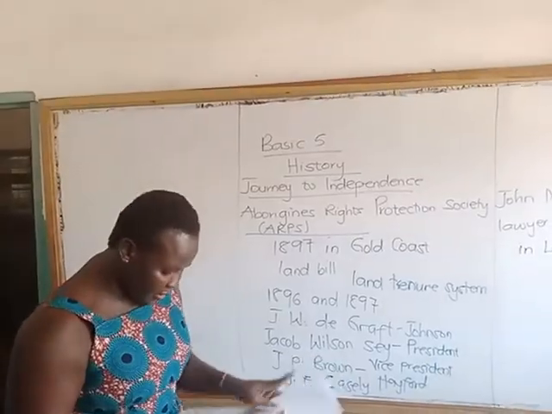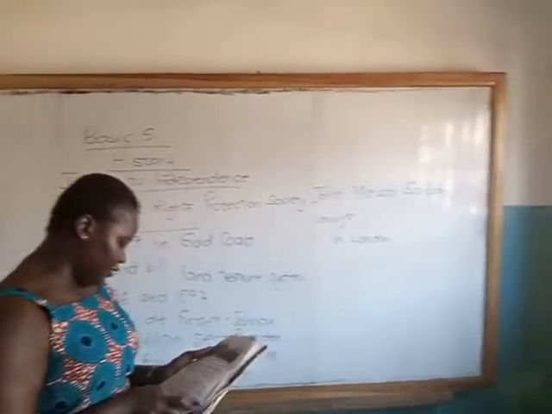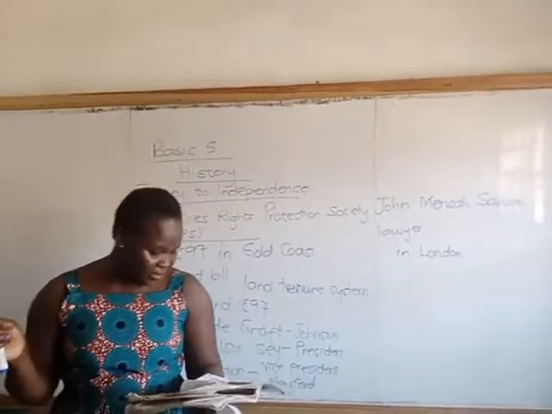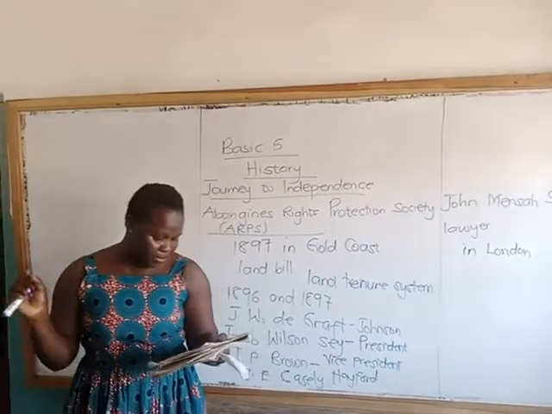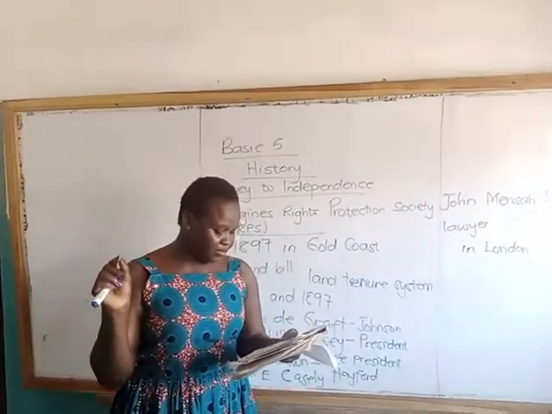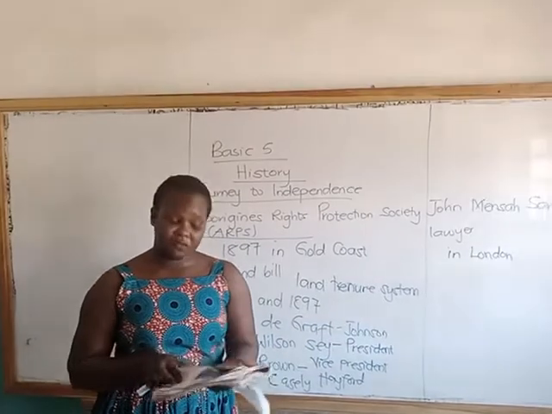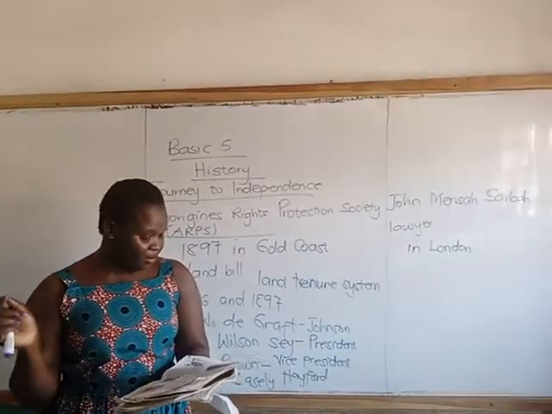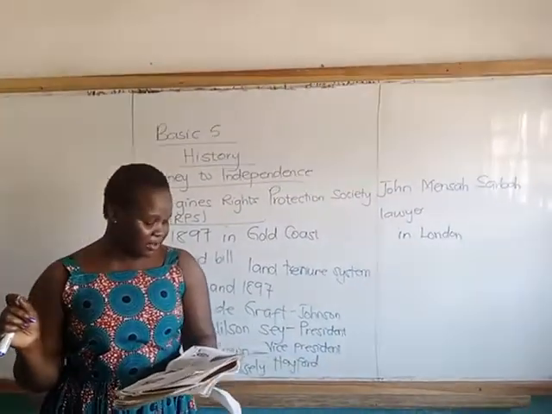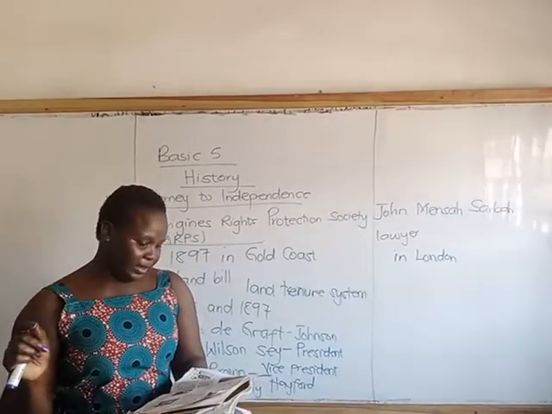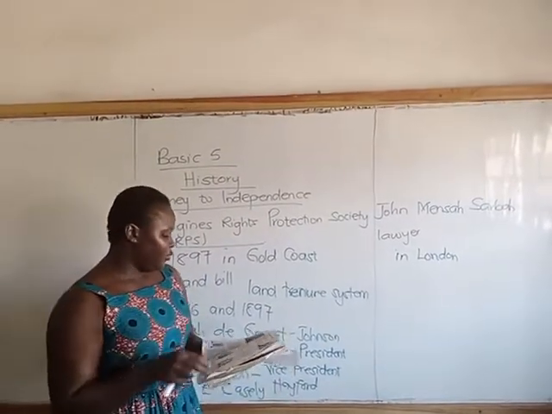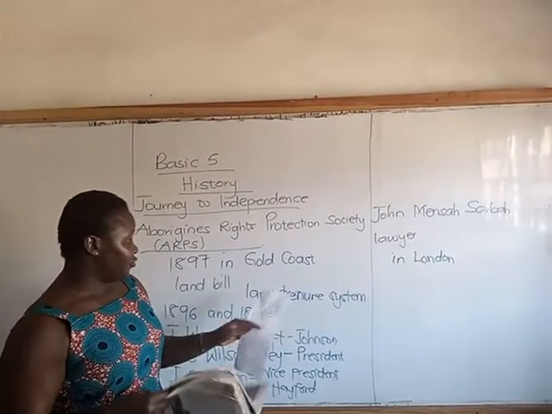So if you read your book, pages 66 and 67, you get the origin of how the Aborigines Right Protection Society was formed, and it will also give you some information about John Mensah and the role that he played in the formation of the Aborigines Right Protection Society.